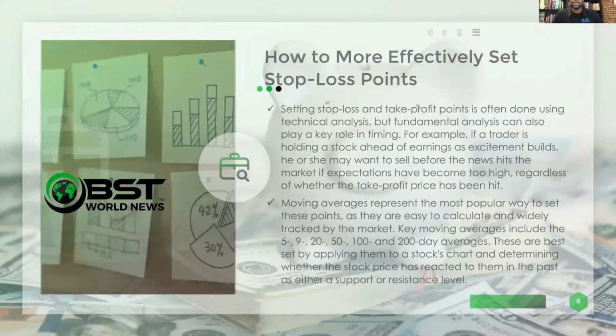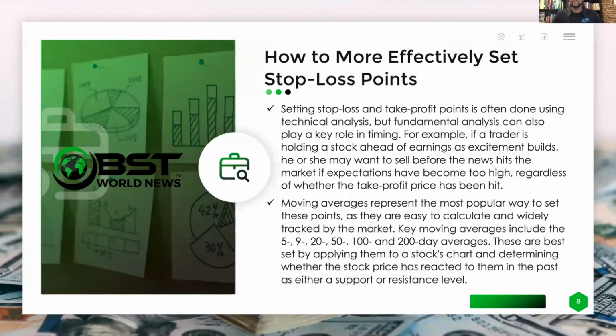All right. So how to more effectively set stop loss points. Setting stop loss and take profit points is often done using technical analysis, but fundamental analysis can also play a role in timing. For example, if a trader is holding the stock ahead of earnings as excitement builds, he or she may want to sell before the news hits the market if expectations have become too high, regardless of whether the take profit price has been hit.